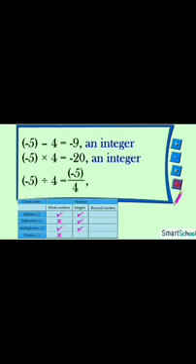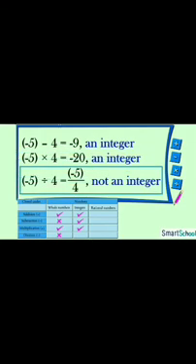On dividing -5 by 4, we get -5 upon 4, which is not an integer. Thus, we can say that integers are closed under addition, subtraction, and multiplication, but not under division.